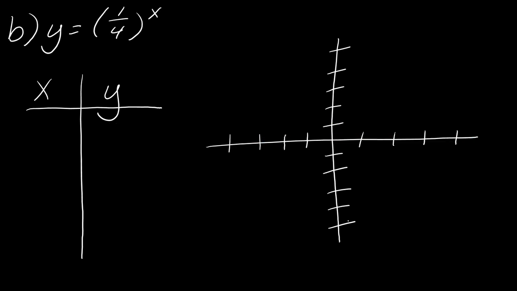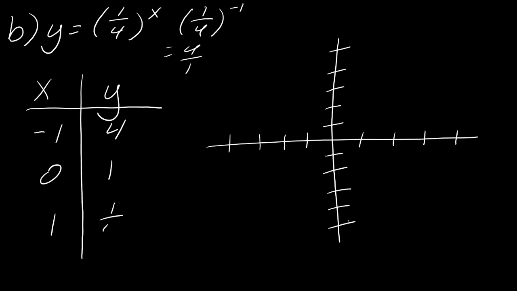So up next, let's try y equals 1/4 to the x using the same 3 points. So I have -1, 0, and 1. The only thing with these fractions is if I take 1/4 to the -1, what that negative exponent does is it just flips it into 4 over 1. So this will just be 4. Anything to the 0 power is always 1, and then 1/4 to the first will just be 1/4.